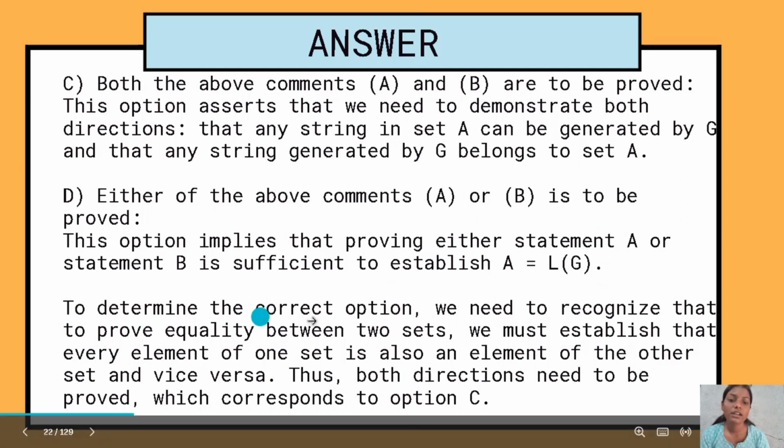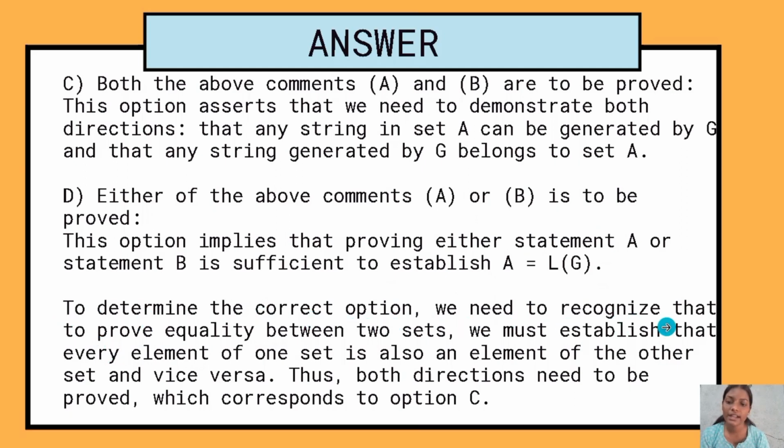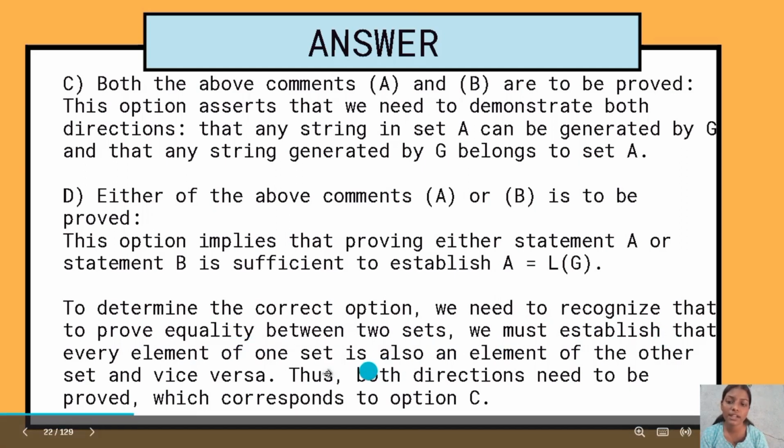To determine the correct option, we need to recognize that to prove equality between two sets, we must establish that every element of one set is also an element of the other set and vice versa. Thus, both directions need to be proved, which corresponds to option C.